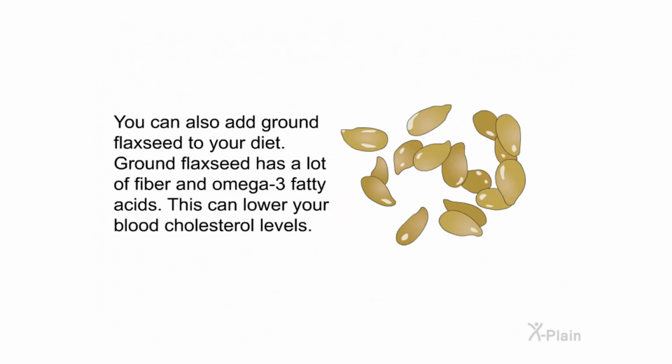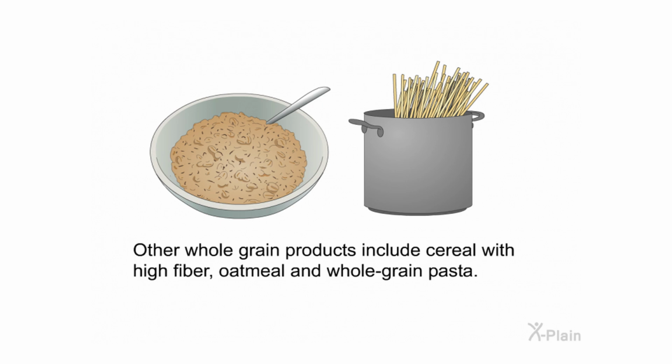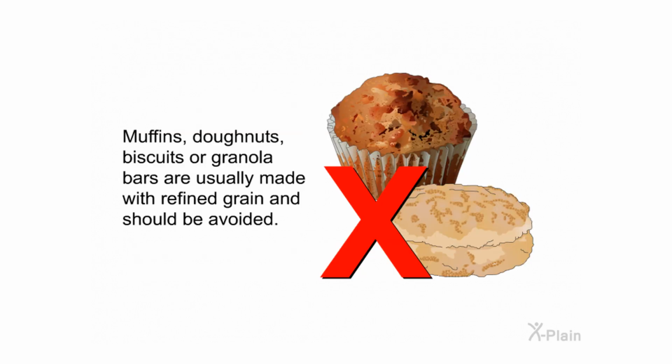You can also add ground flaxseed to your diet. Ground flaxseed has a lot of fiber and omega-3 fatty acids. This can lower your blood cholesterol levels. Other whole grain products include cereal with high fiber, oatmeal, and whole grain pasta. Muffins, donuts, biscuits, or granola bars are usually made with refined grain and should be avoided.